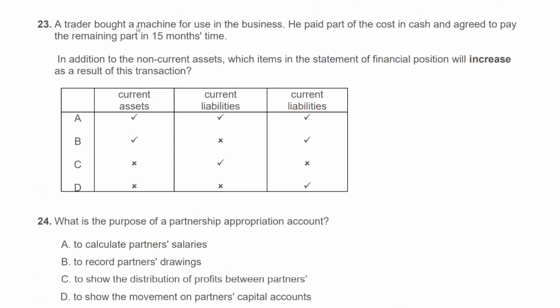Number 23, a trader bought a machine for use in business. He paid part of the cost in cash and agreed to pay the remaining part in 15 months' time. In addition to non-current assets, which items in the statement of financial position will increase as a result of this transaction? Our current assets are going down because we paid some of the money. It's not going up, it's not increasing.